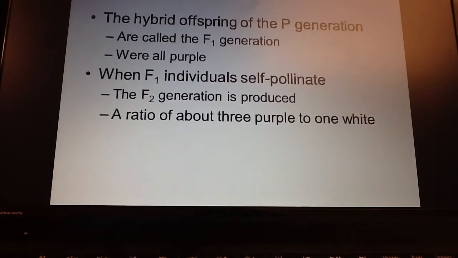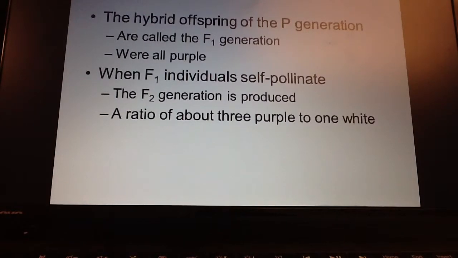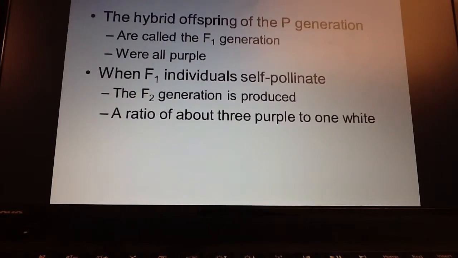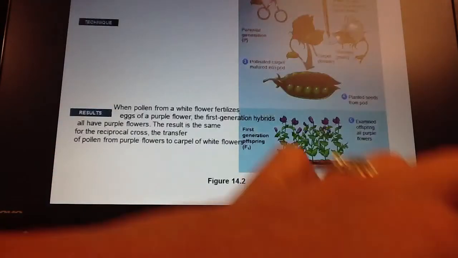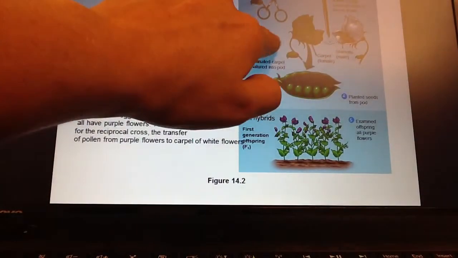And in this case, the P generation or parents were the purple and the white flower. When he crossed them and allowed them to grow up, those are your F1. And in our example, they were all purple. So let's go back. Here's our parents, our P generation.